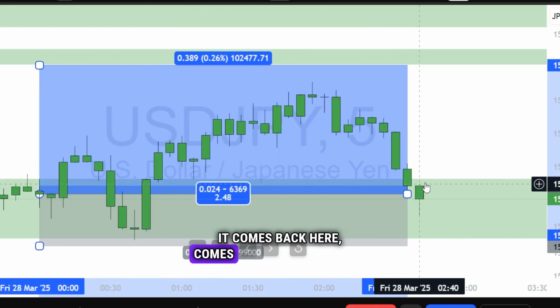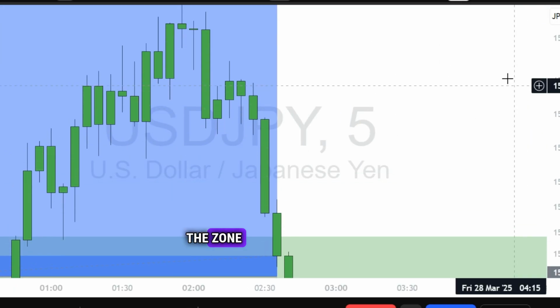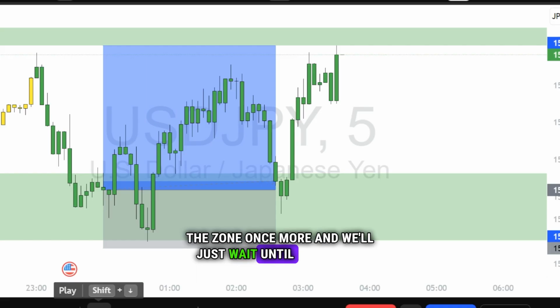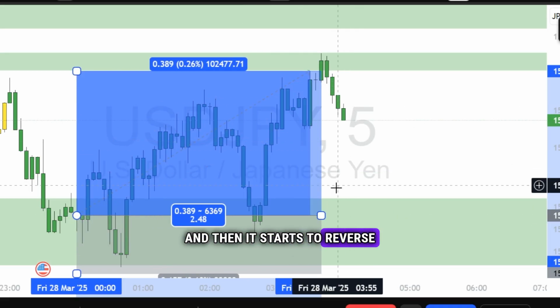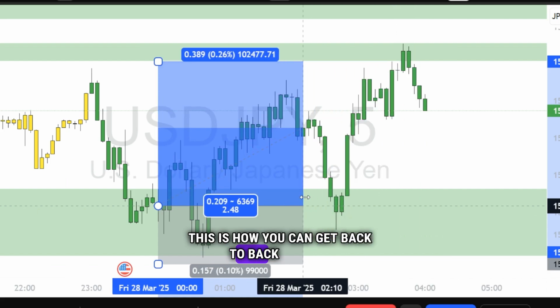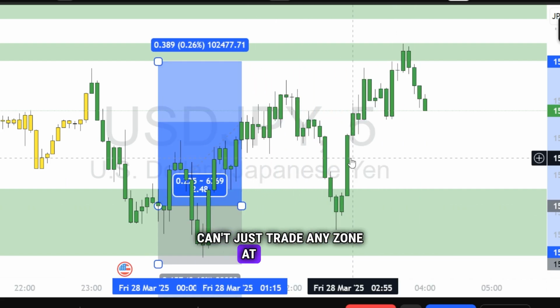It comes back here, comes back to then retest the zone once more, and we'll just wait until price does its thing, it reaches right on that zone, and then it starts to reverse again. This is how you can get back-to-back trades. You can't just trade any zone at any time. You need to understand who created these zones and when they are best to trade it. And if you backtest this, then your win rate will start to improve dramatically just by taking this into account.